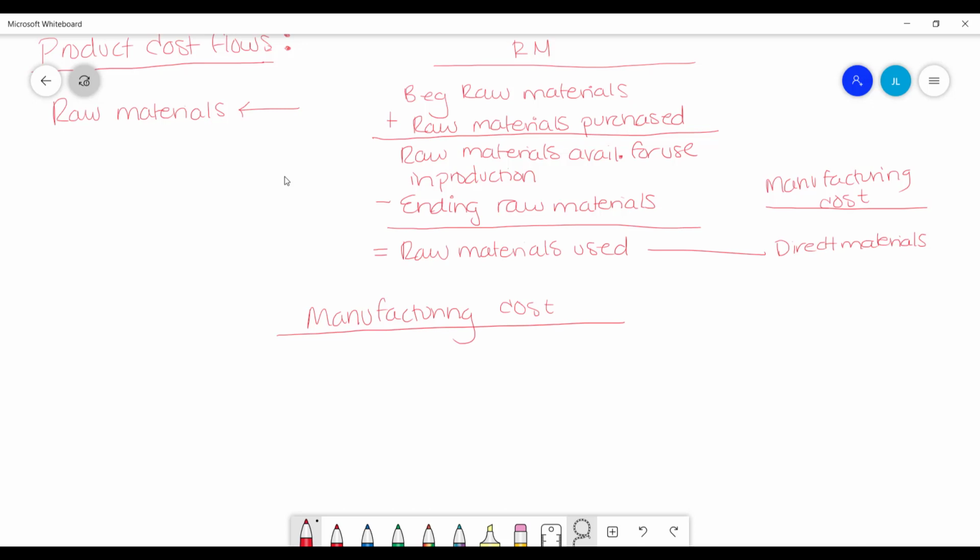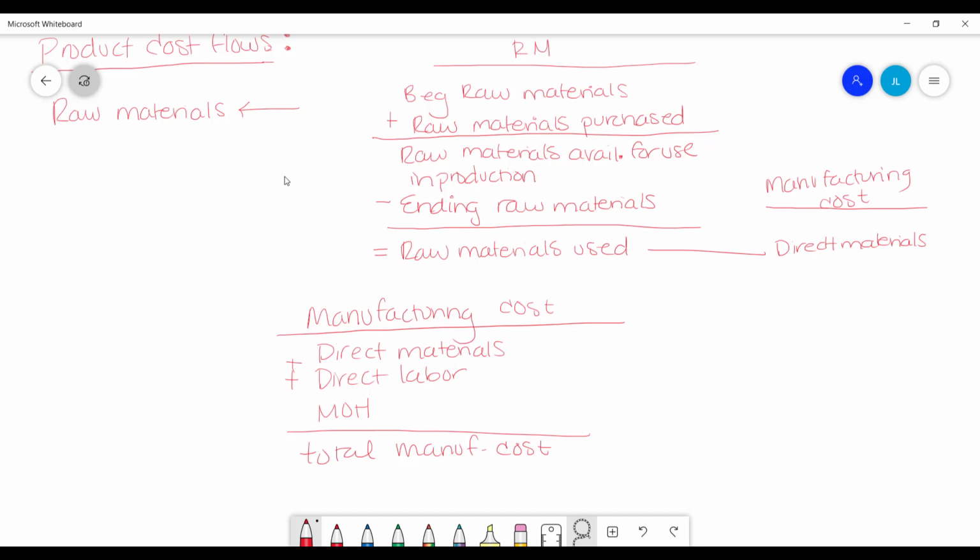If we want to do a little schedule for that one. Remember, that's made up of direct materials, so the raw materials used in production that are directly traceable. Direct labor, manufacturing overhead, which is indirect materials, indirect labor, and any other manufacturing overhead elements. So when we add all of these together, that's just total manufacturing cost. Okay, so that's what that looks like.